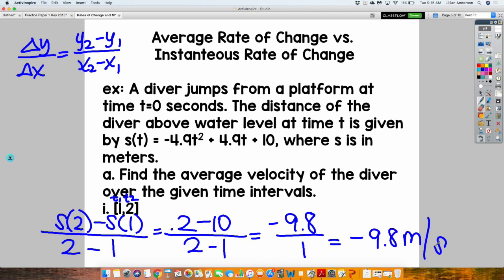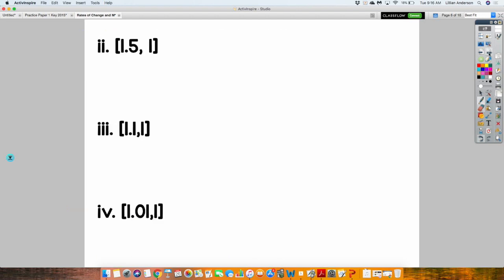When you put it like that, that doesn't seem so bad. Basically what that's saying in context of the question is that between 1 and 2 seconds, this diver's height is decreasing at 9.8 meters per second. The negative indicates that he's going down, falling. His height is decreasing from how high it is above the water.